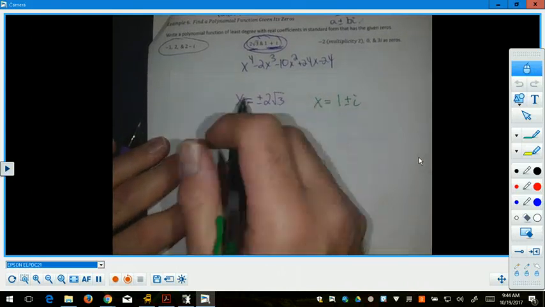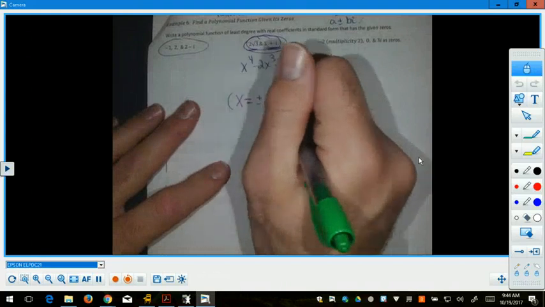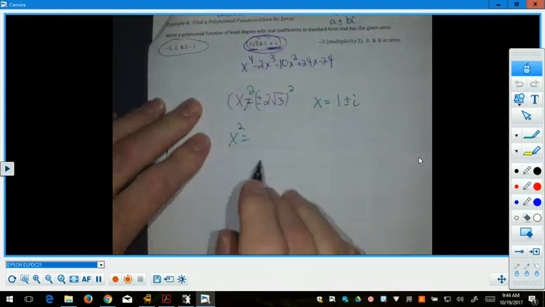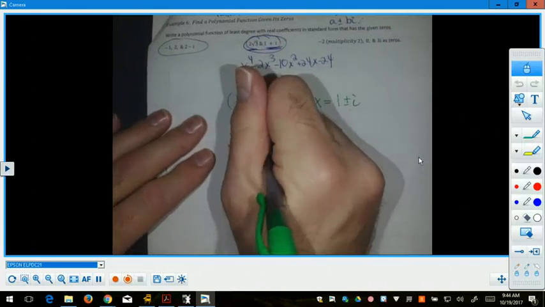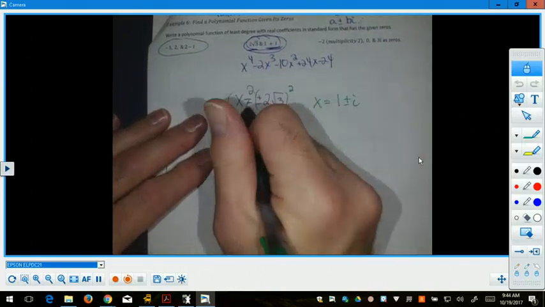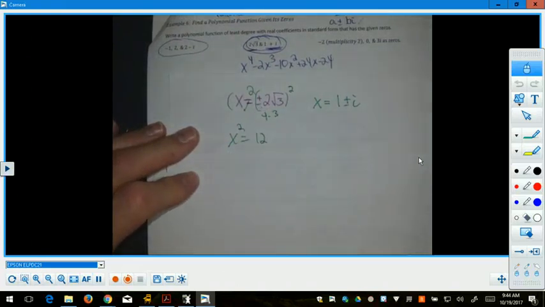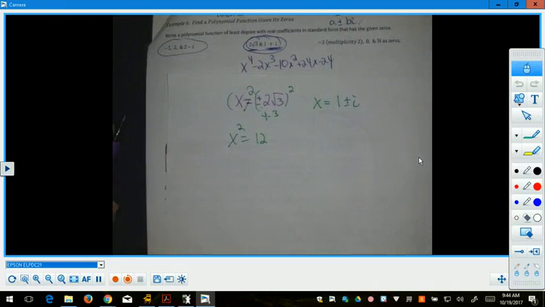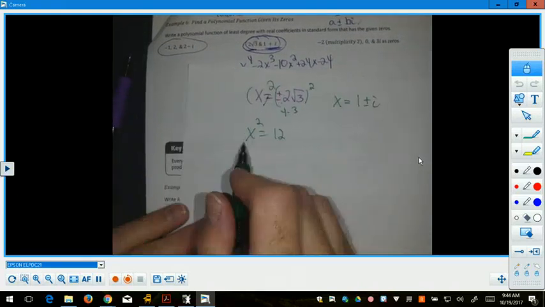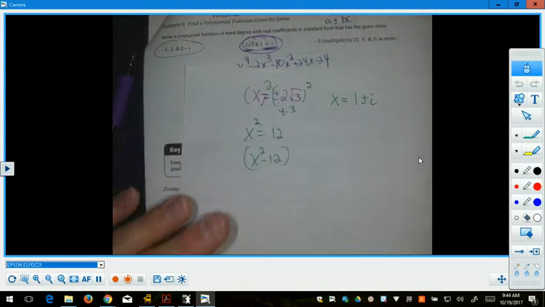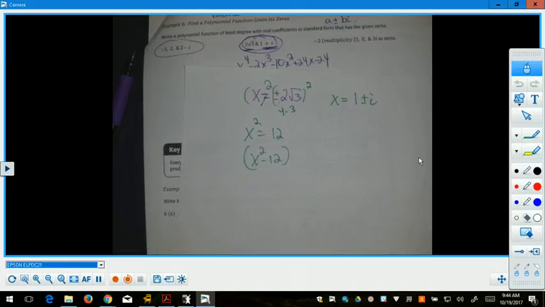In this one, you're going to do what we just said. You got down to plus or minus, so square both sides. X squared equals, well, 2 squared is 4, and square root of 3 squared is 3. So that's going to be 12. When you square it, you drop your plus or minus. Why? Positive squared is positive, and negative squared is positive. So I've got x squared equals 12. So now it's just x squared minus 12 as my factor. To me, this is less work. This is easier. But to some of you, you might not like it.